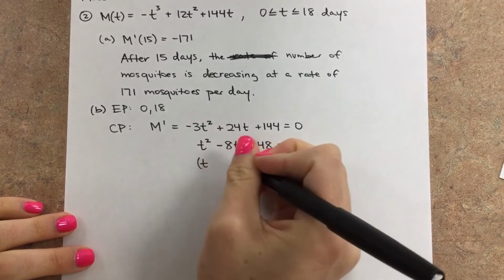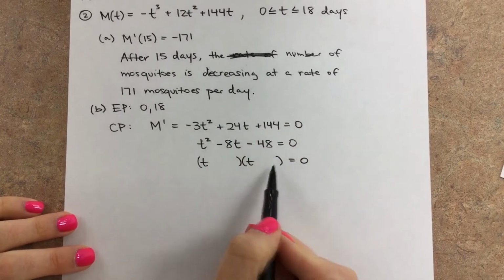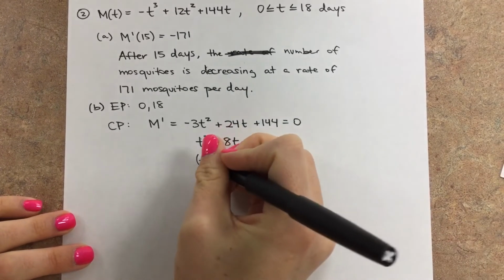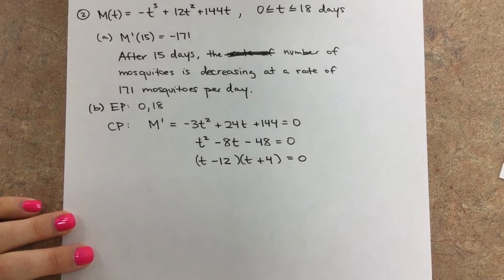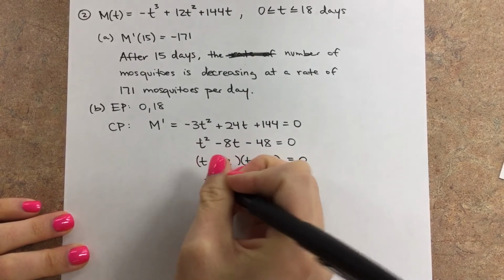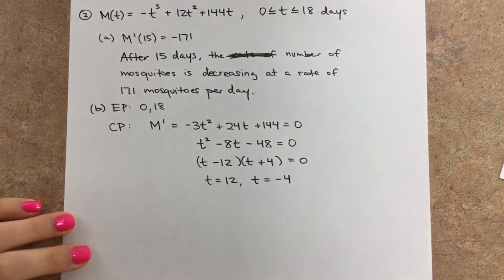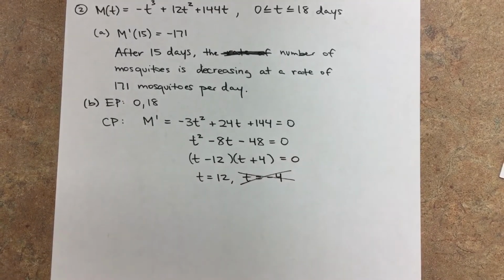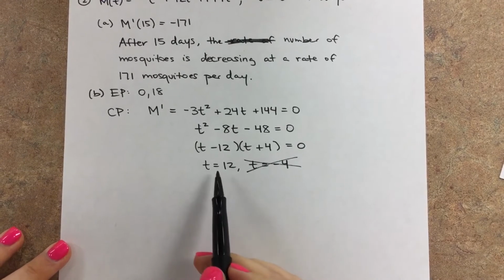And for my t squared, I start with t times t, if I'm going to factor this down. And these two numbers are supposed to multiply to a negative 48, and they're supposed to add to a negative 8. So that would be negative 12 and positive 4. Okay, so set those equal to 0. I end up with t equals 12 and t equals negative 4. Now when I do the candidates test, I need to stay within the interval that was given to me. So this doesn't count, plus it's negative, and we're talking about days, so that doesn't make much sense anyway. So t equals 12 is our critical point.